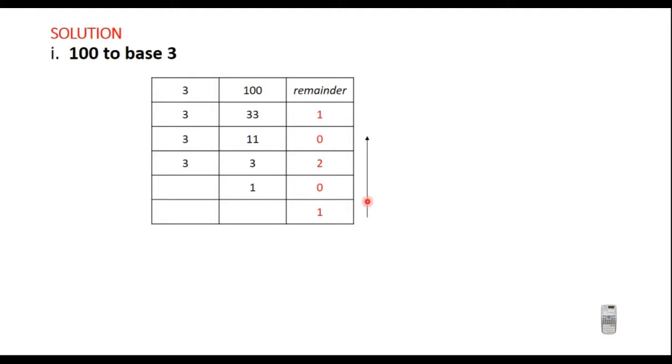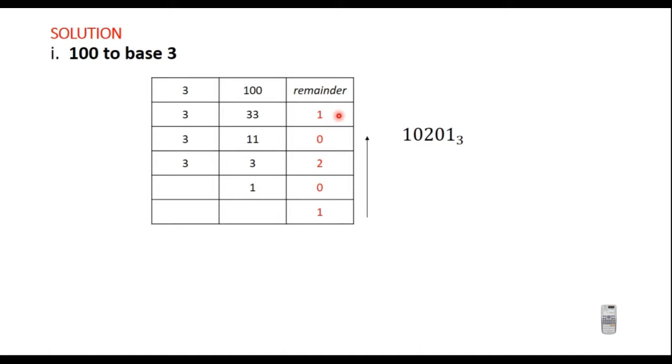You pick the answers in this order, as the arrow is showing. You pick it from down here up to the top. So if you are converting 100 to base 3, the answer is the remainders, and you pick it from this side. So it's 0, 1, 0, 2, 0, 1. We pick it in this manner: 1, 0, 2, 0, 1.